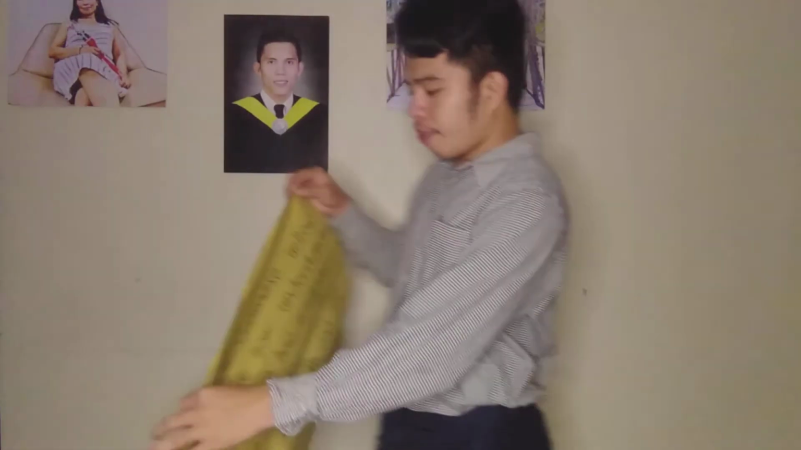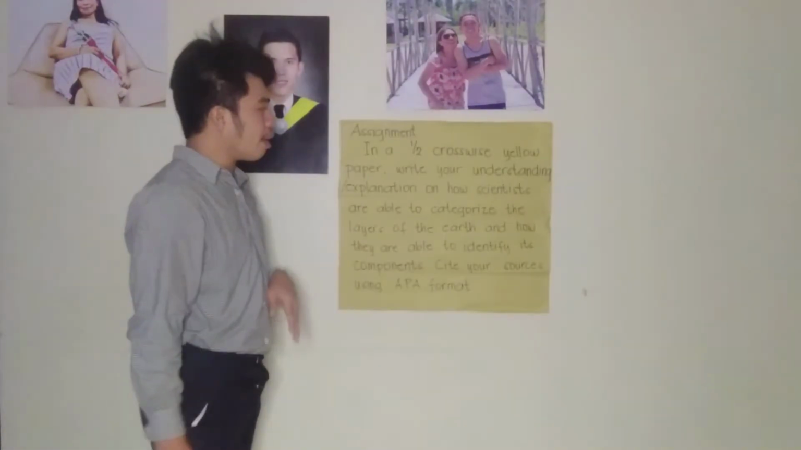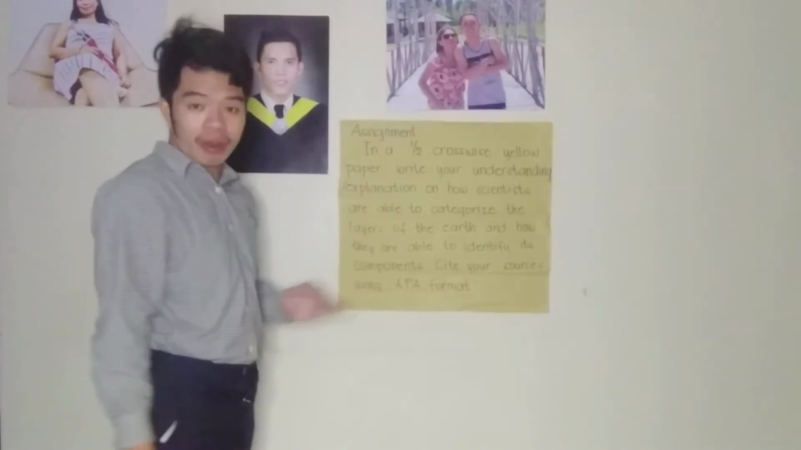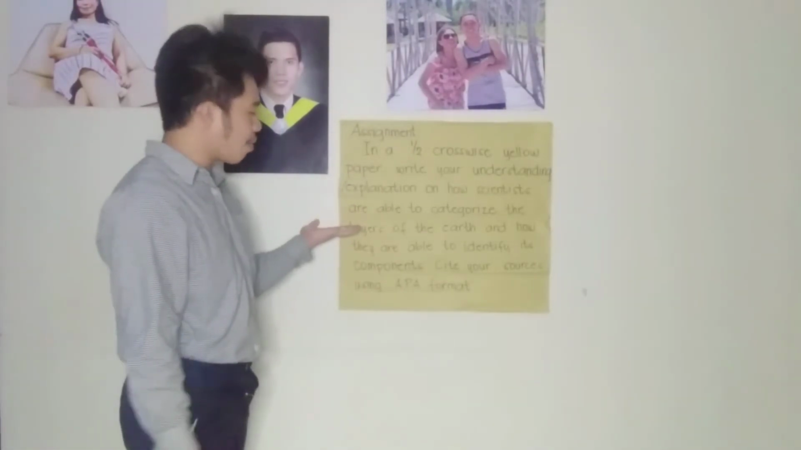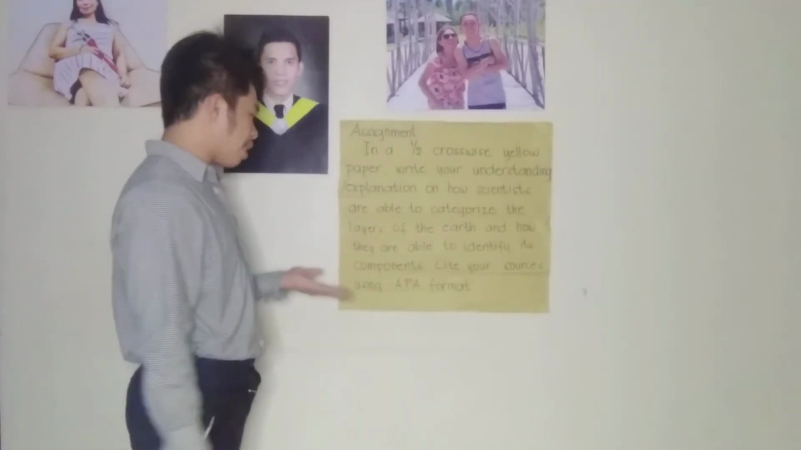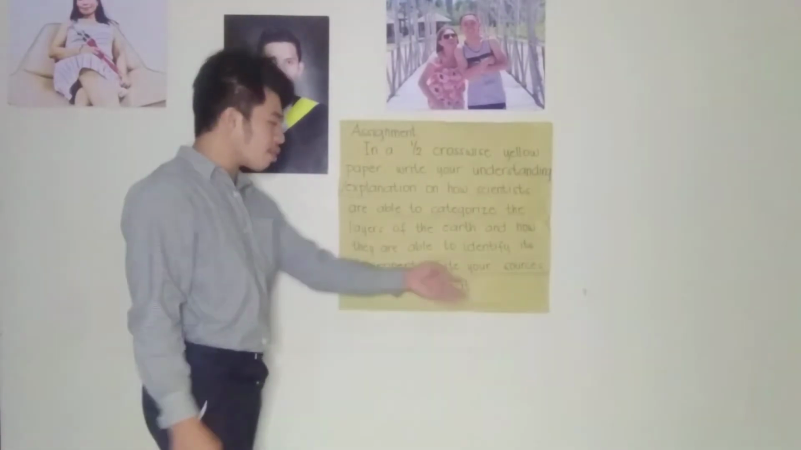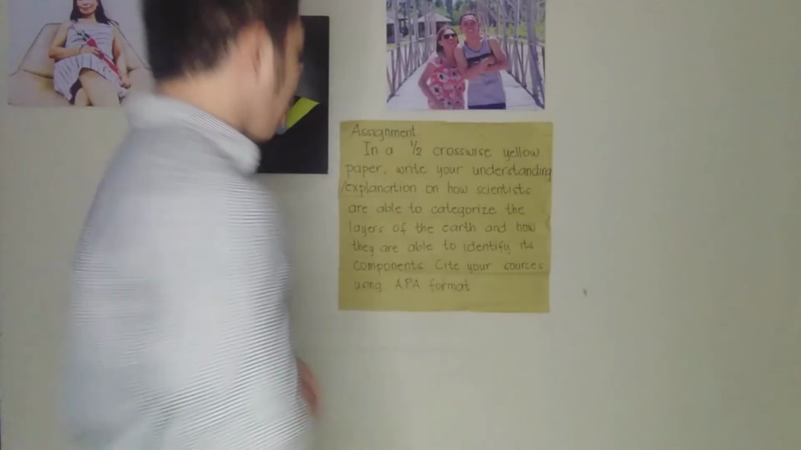Before I dismiss you, I will give you an assignment, which will be passed tomorrow. On a one-half crosswise yellow paper, write your understanding and explanation of how scientists are able to categorize the layers of the Earth and how they are able to identify its components. Cite your sources using the APA format. You know what an APA format is, right?